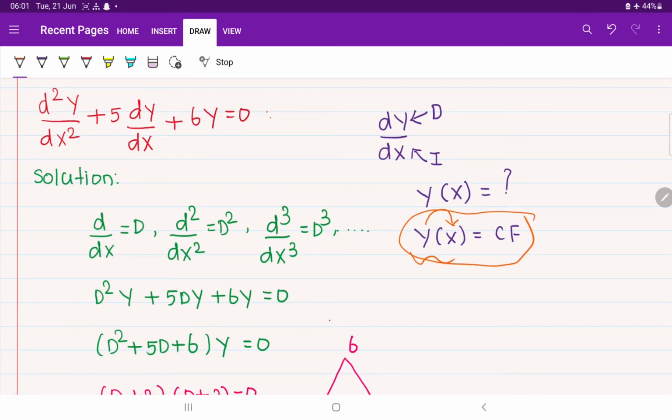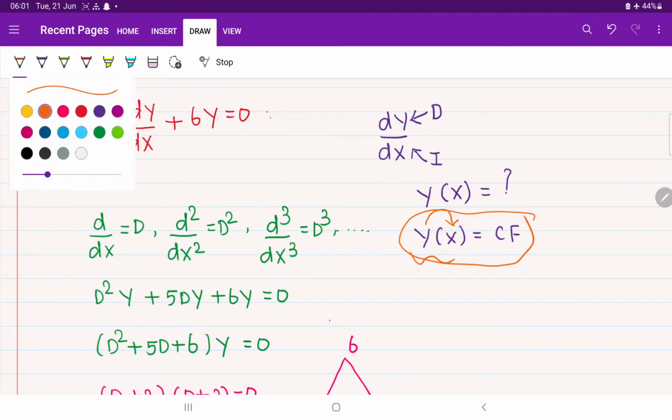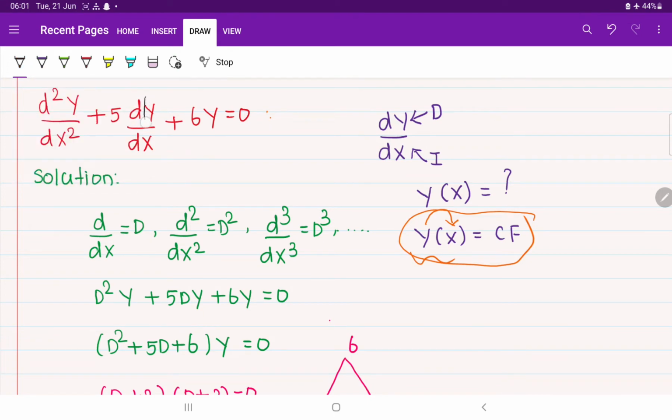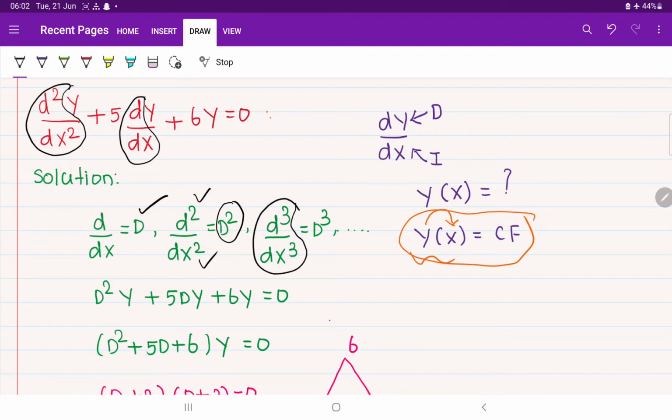Just observe here. If you have d by dx, just replace d by dx by capital D. Similarly, if you have d square by dx square, replace it by capital D square. Similarly, if you have d power 3 by dx cube, replace it by D power 3. In the same fashion, if you have higher order derivatives, you can replace them by D power 4, D power 5 and so on. That is step number 1.